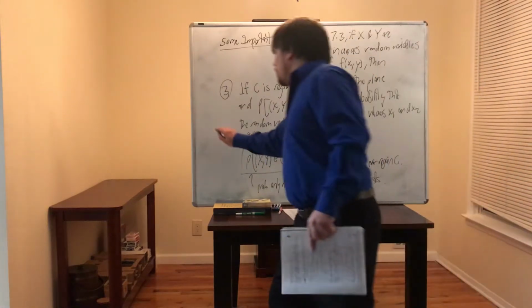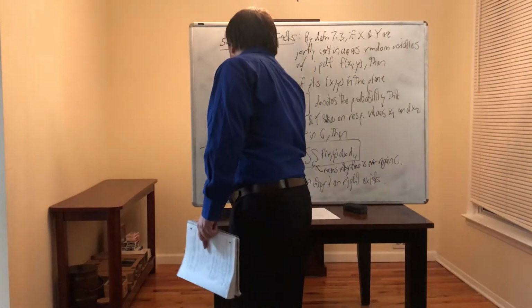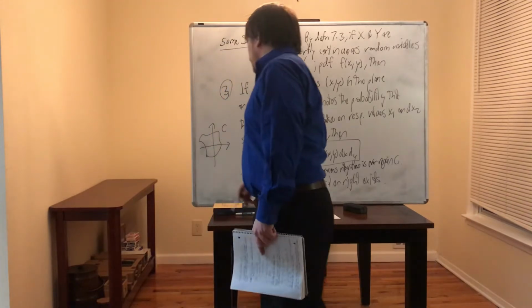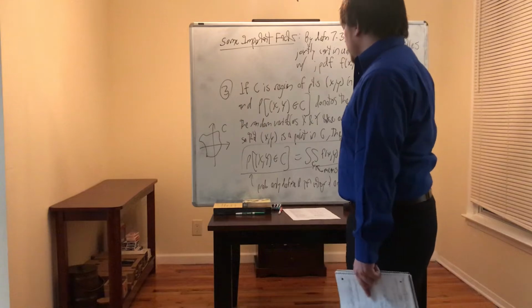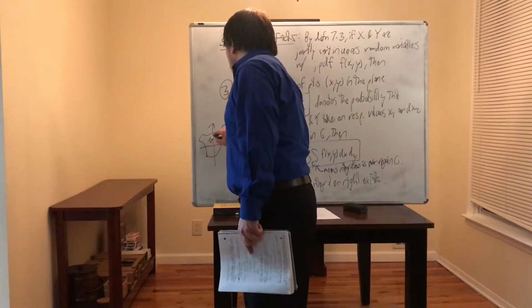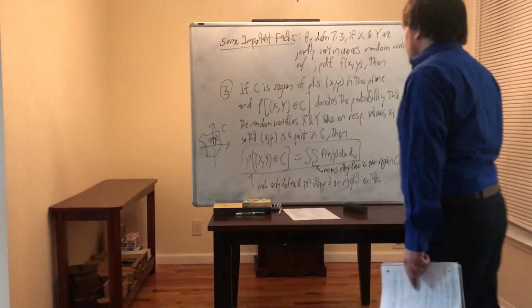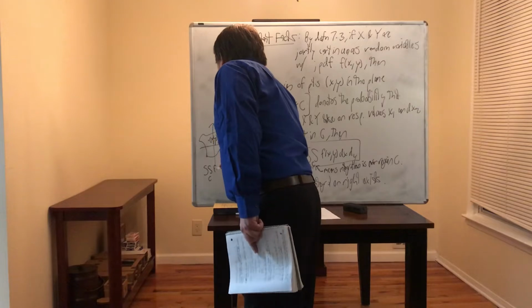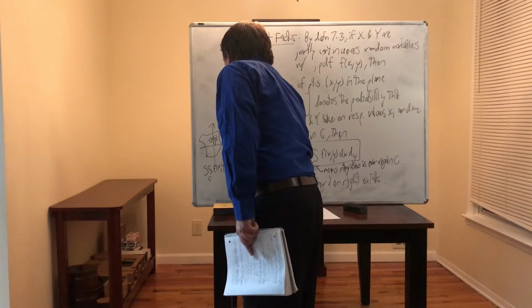Okay, so for instance, if you want to find the probability that a point x comma y is in a region C in the plane, you would double integrate over that region C of f of x comma y dx dy.